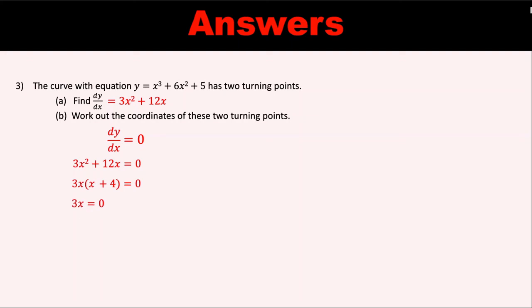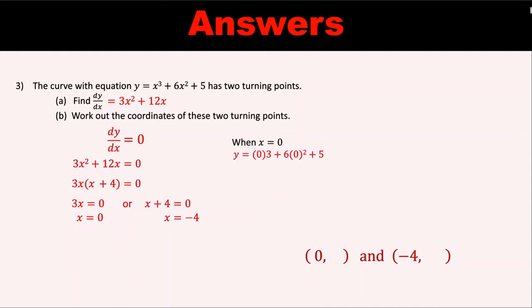One of them is where 3x is equal to 0, and the other is where x plus 4 is equal to 0. If 3x equals 0, x must be 0. If x plus 4 equals 0, x must be -4. Remember, we're looking for the coordinates of the turning points, not just the x values. So I've got (0, something) and (-4, something). To find our y coordinates, substitute those x values into the original equation for y.